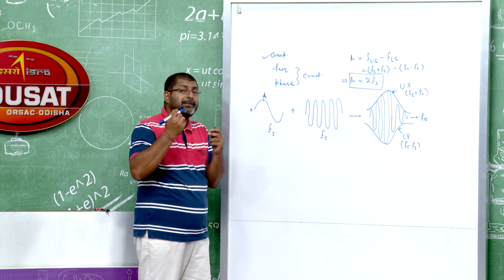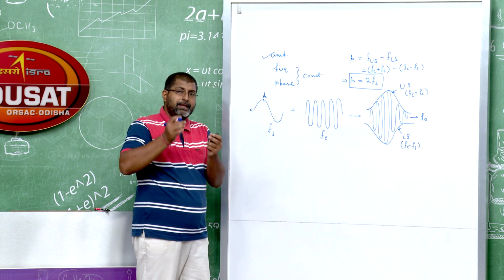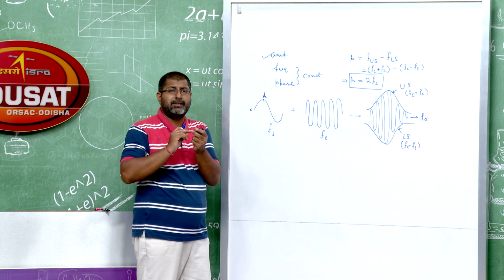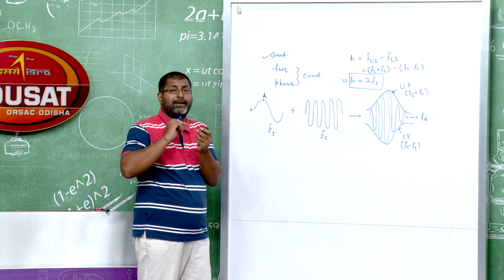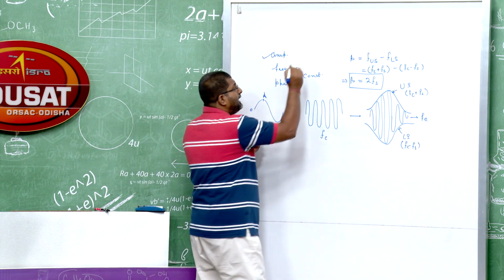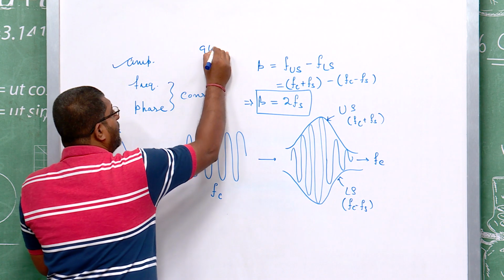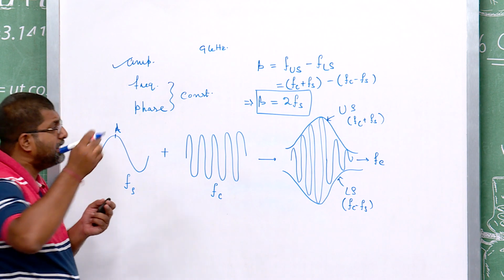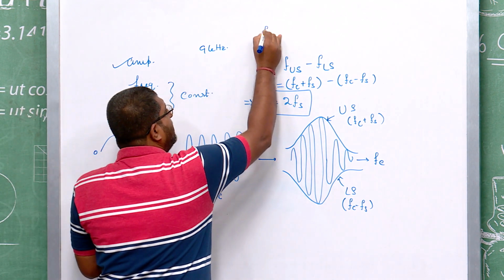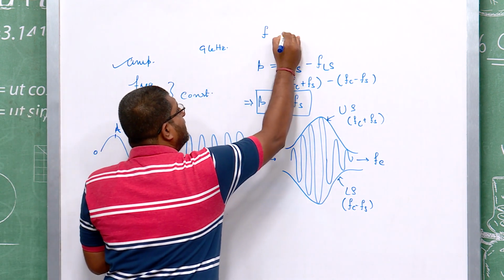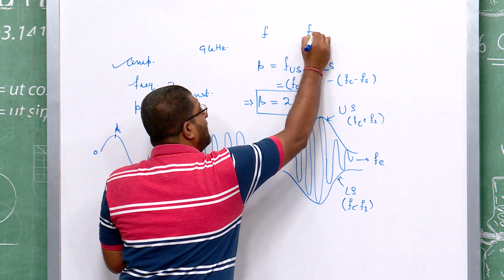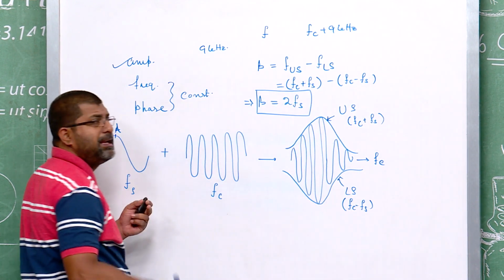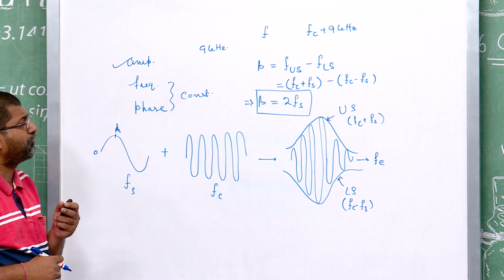Another interesting fact is that if in a locality there are 2 AM radio stations, the frequency difference between them should be at least 9 kilohertz. That means if some radio station uses a frequency Fc, then the other radio station in that locality must use a frequency Fc plus 9 kilohertz.